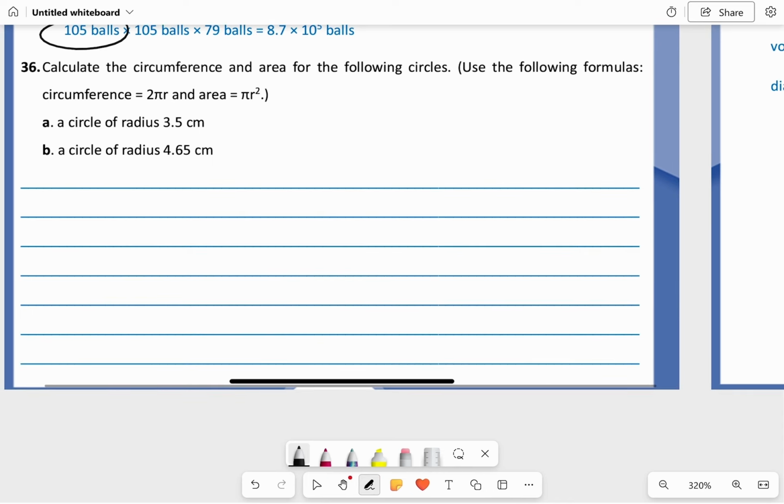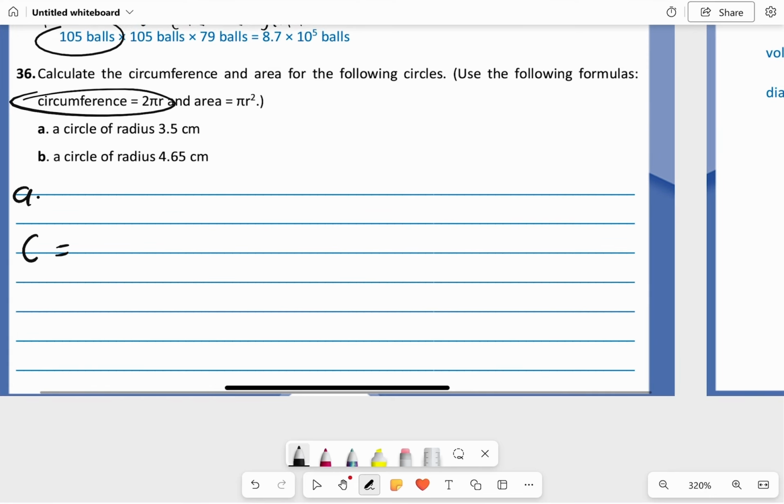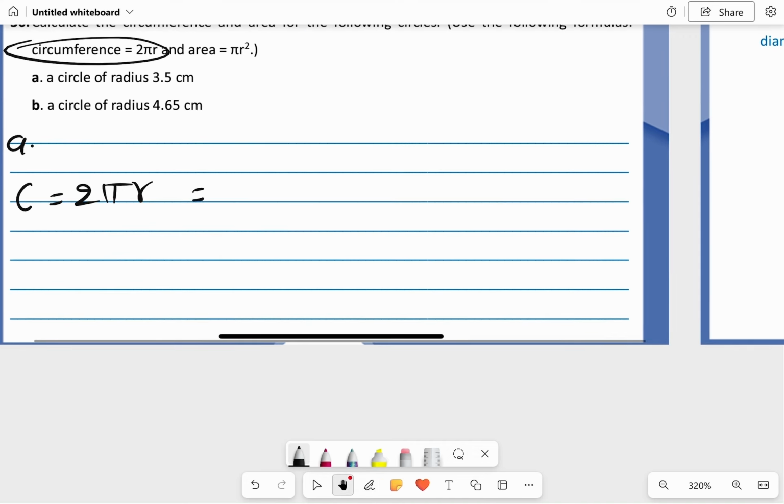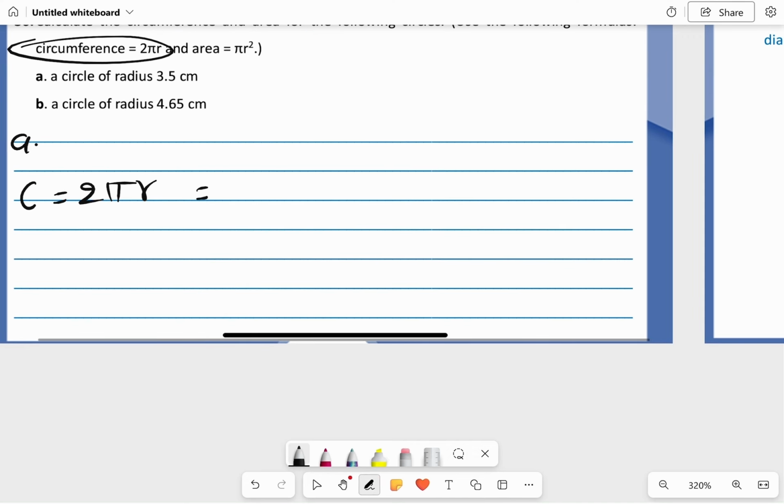Calculate the circumference and area for the following circles. Use the following formulas. For the circumference, you have 2 pi r, and for area, pi r squared, okay? Circumference will be what? Let's just use c, which is equal to 2 pi r. Okay, then you have what?